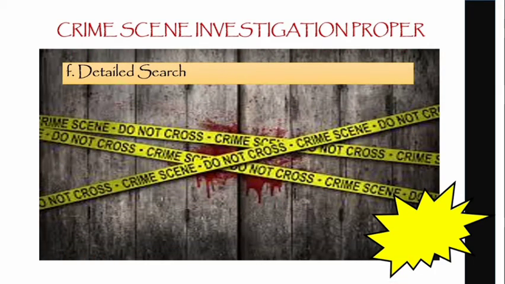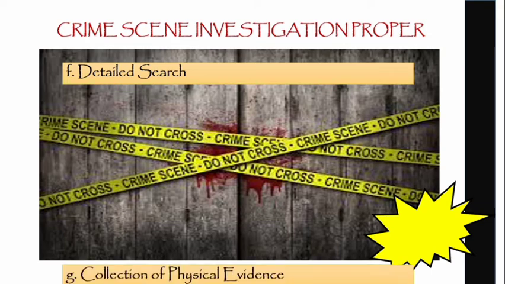Next, detailed search. The search for physical evidence is done using the accepted methods of search depending upon the actual location to be searched. So, during our prelim, we've already discussed the different methods of search such as zonal method, strip or parallel, grid method, spiral method, and wheel method. So, yung search natin depending upon the place where the crime scene happened.